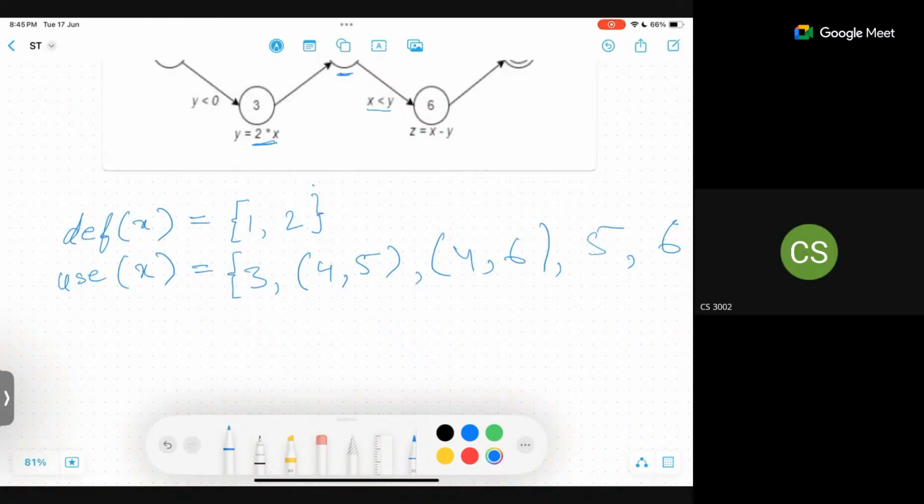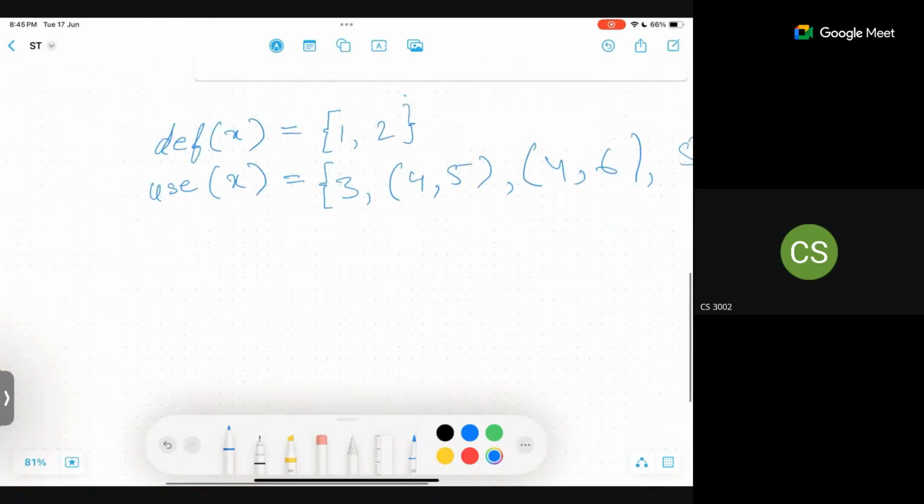Okay, so du pair is nothing but a cross product of these two things. Remember, what did we say? A du pair is an ordered pair such that a variable in question, let's call it v, is defined at the node ni and used at the node nj, right? So it is always going to be def comma use. The order cannot flip. This is an ordered pair, so you always say def comma use.